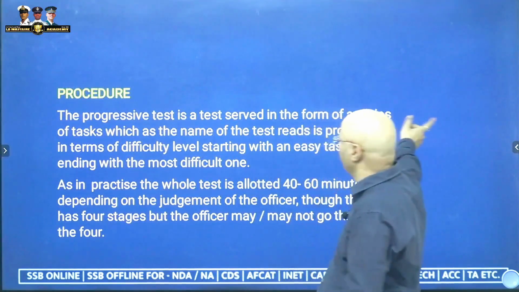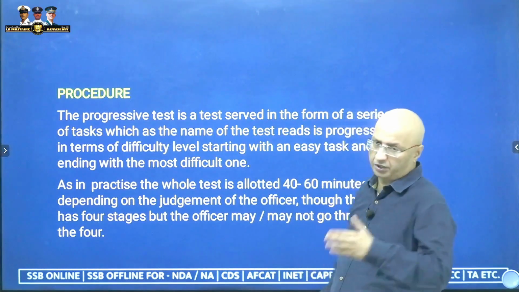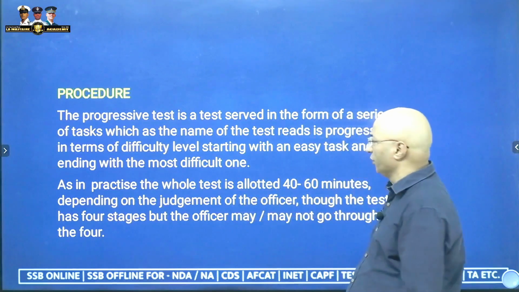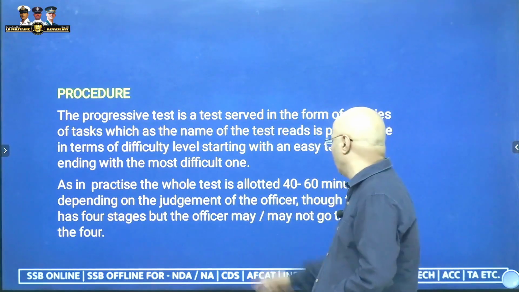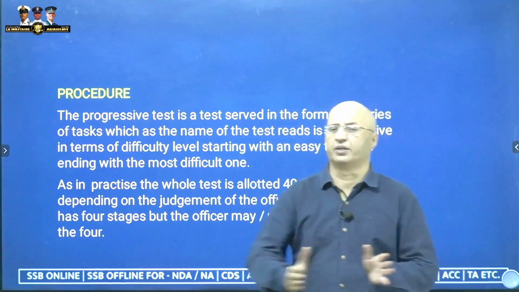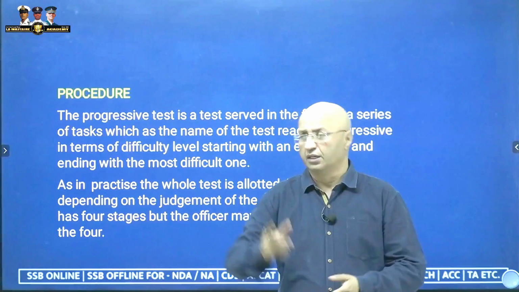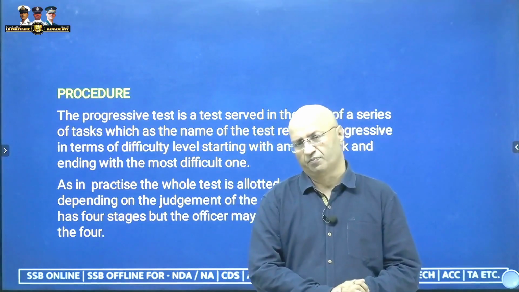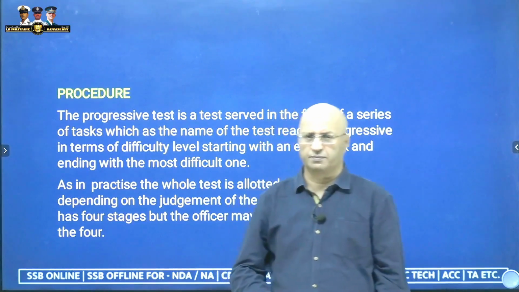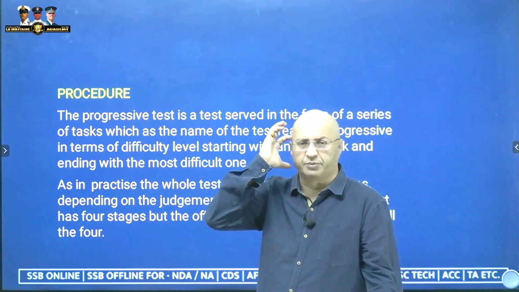It is a test served in the form of a series of tasks, which, as the name of the test reads, is progressive. The difficulty level is increasing. In practice, the whole test is allotted 40 to 60 minutes, depending on the judgment of the officer. They may give you 4 tasks, so it may consume 40 to 60 minutes. They may do it a little early also, they may do it a little late. It depends on the testing officer. If you find that you're working smoothly, you may do it in 30 minutes also. But if you are not able to do that, you may take 40 to 60 minutes.